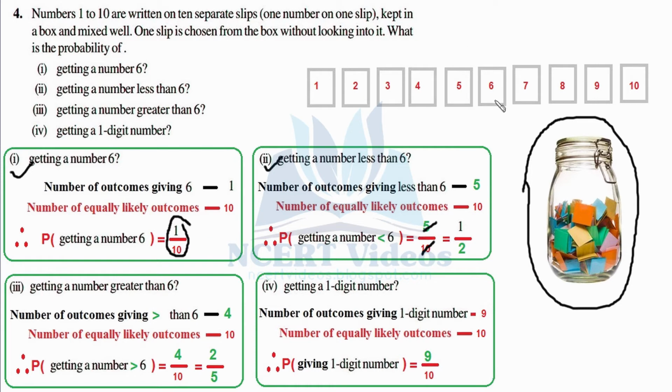We visualize it. Greater than 6 is 7, 8, 9, 10. So we have 4 events or 4 instances for our consideration. We write: number of outcomes giving greater than 6 are 4. Now here we must tell you one thing. While understanding it, you may in your rough space or directly on the paper draw the things like this, because they are simple enough, small enough to draw.